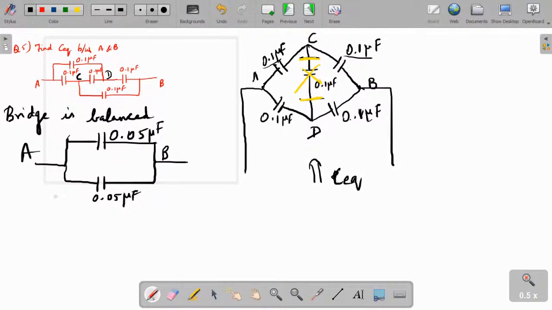Right? So as seen from this direction, ippadi thaan koduthirukkanga between A and B. So now what is C equivalent? So C equivalent is nothing but the sum of these two capacitances since they are in parallel. So answer is 0.1 microfarad. Next, question number 6.